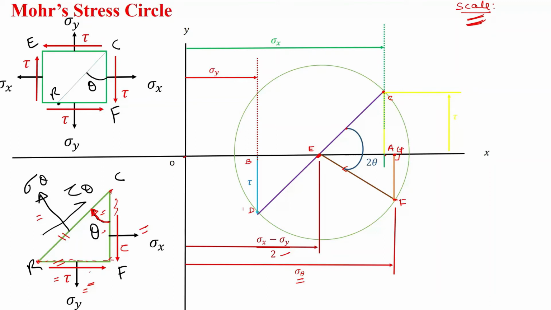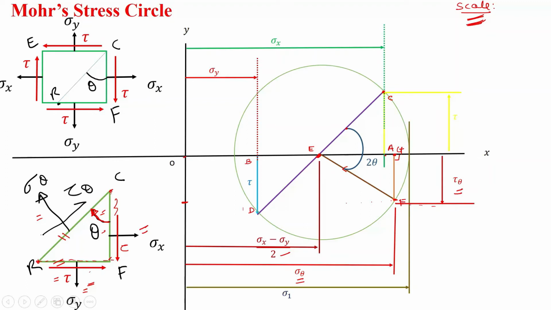And to measure the shear stress at this plane, we can pick the value from the vertical axis, and this is the value of tau theta. So this is the value of shear stress at this inclined plane CR, which is represented by EF in this Mohr circle. So now we can measure this distance FG and multiply with the scale, and we get the value of tau theta on Mohr circle.